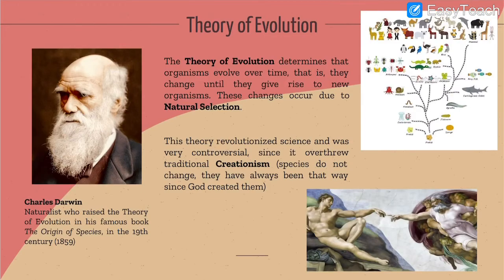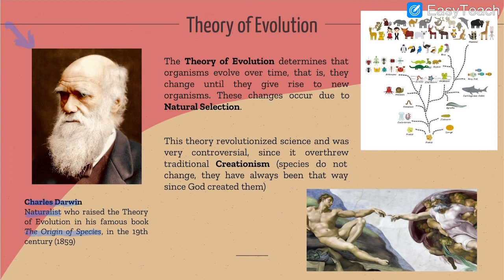Well, the theory of evolution is a theory that was created in the 19th century by this guy, Charles Darwin. That man was a naturalist, so it's something similar nowadays to a biologist. He thought of the theory of evolution for the first time. He wrote a very, very famous book, this one, The Origin of Species, and for the first time he created this new theory.